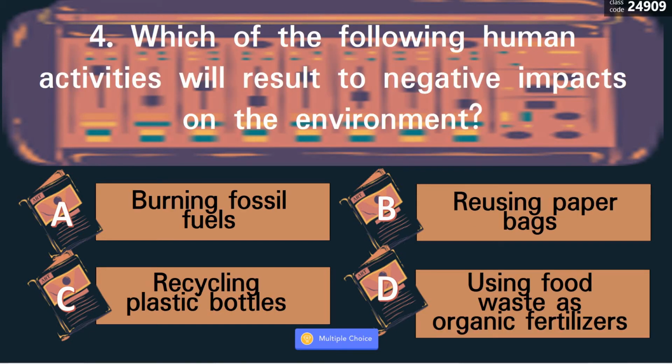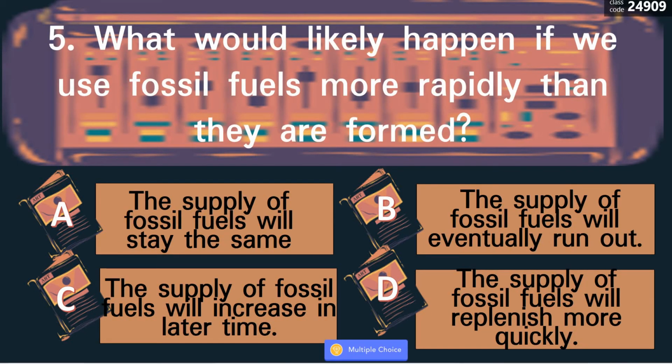Number 4 question. The following human activities will result in negative impacts on the environment. Is it A, burning fossil fuels? B, reusing paper bags? C, recycling plastic bottles? Or D, using food waste as organic fertilizers? Great! That is letter A, burning fossil fuels. Let's have question number 5.